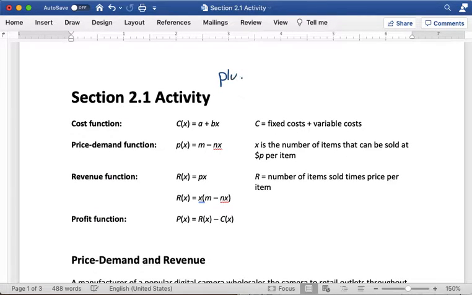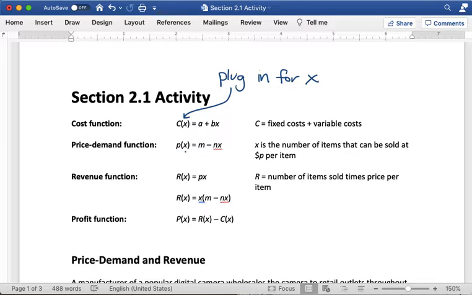And our first function is the cost function. So we talked about this before. The cost function is fixed costs plus variable costs. We have our fixed cost, which is a number not multiplied by x, and our variable cost is multiplied by x. Our next function is the price demand function.